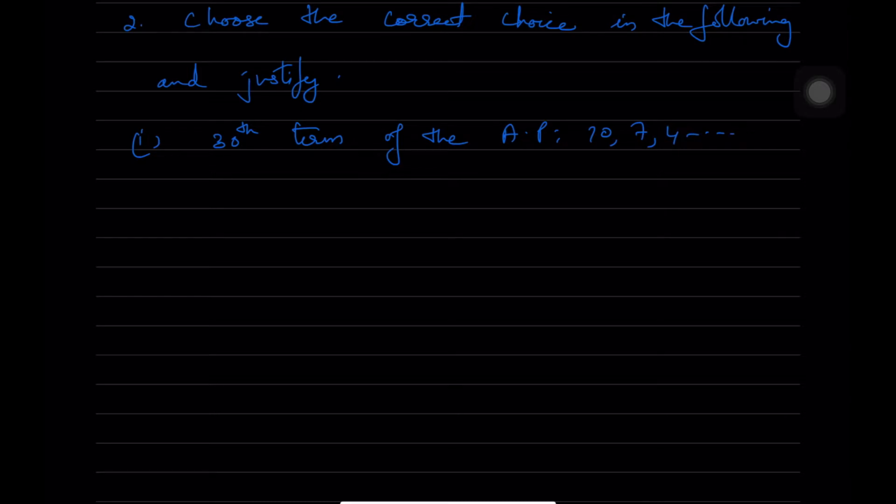So there are 4 choices given here. A is given as 97, capital A it is. Capital B is equal to 77. Capital C is equal to minus 77. Capital D is equal to minus 87.